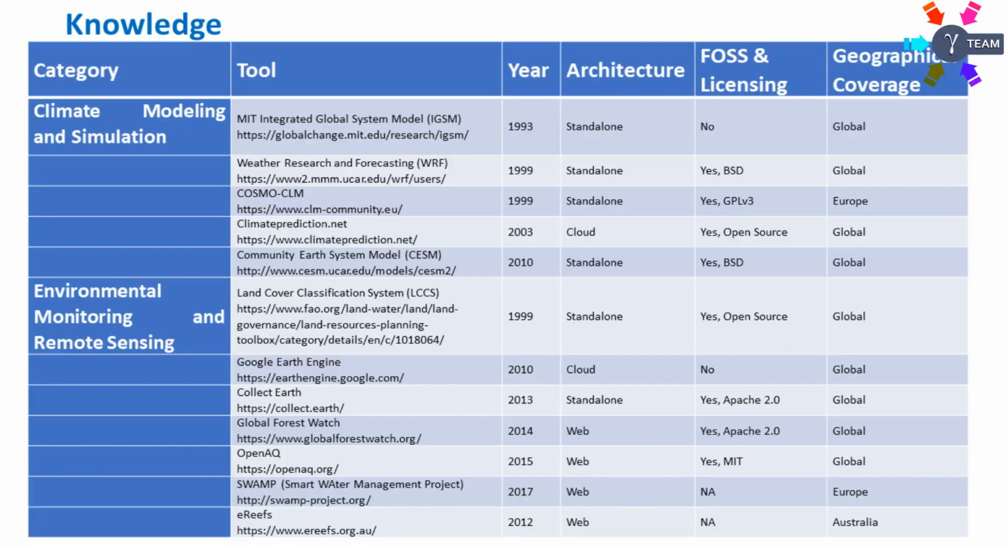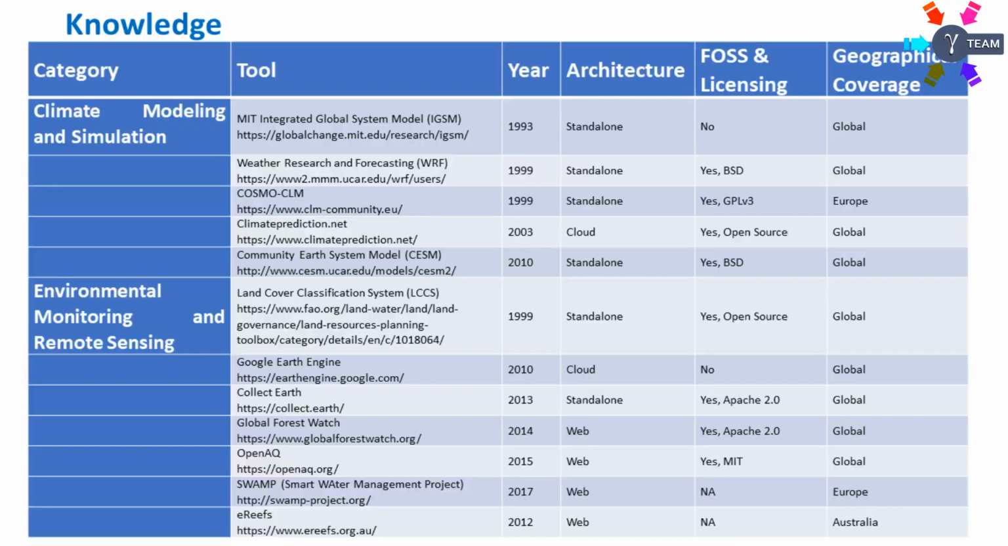So when you come to the knowledge part, again we have categorized them into two. The first category is climate modeling and simulation. So there are several solutions available like MIT Integrated Global System Model, Weather Research and Forecasting, Cosmos CLM, ClimatePrediction.net, Community Earth System Model. Also, the knowledge part is divided into environmental monitoring and remote sensing.